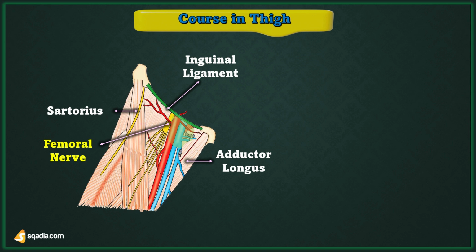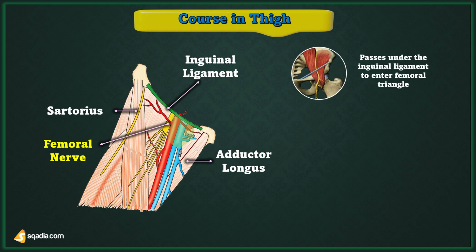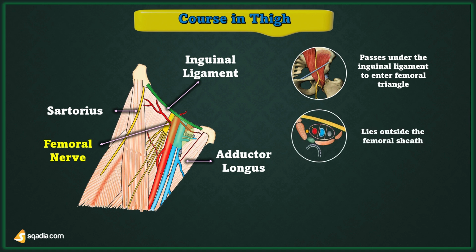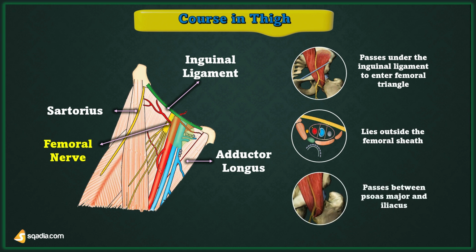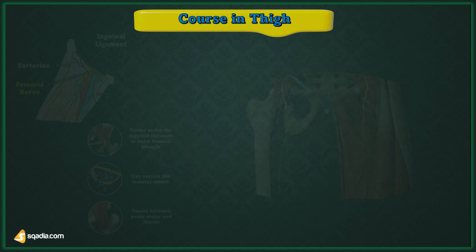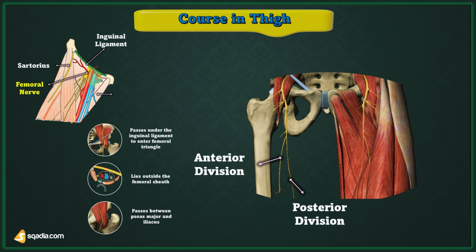So, you can see that after the femoral nerve passes under the inguinal ligament to enter the femoral triangle, it lies lateral to the femoral vessels outside the femoral sheath. It passes between the groove, which is not very prominent here, between the two muscles iliacus and psoas major. After its very short course in the femoral triangle, often referred to as the femoral trunk part of the femoral nerve, the nerve divides into two divisions approximately 2.5 centimeters below the inguinal ligament.